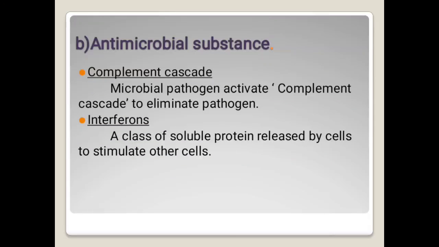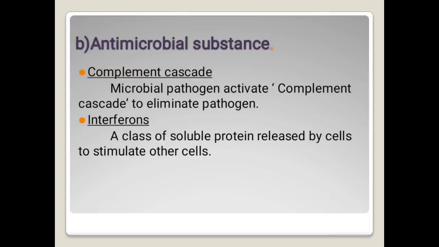First one, complement cascade. The complement system contains 30 types of serum proteins. Those proteins circulate in the blood in an inactive state. If any type of microbes or pathogens enter the blood, then these proteins get activated, and that is termed the complement cascade. By way of the complement cascade, the pathogens are easily eliminated from the body.